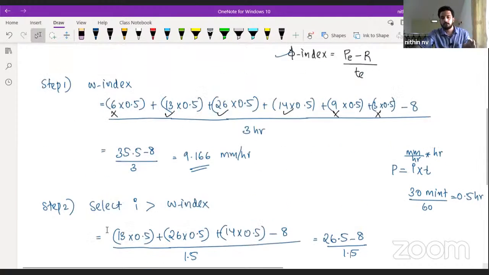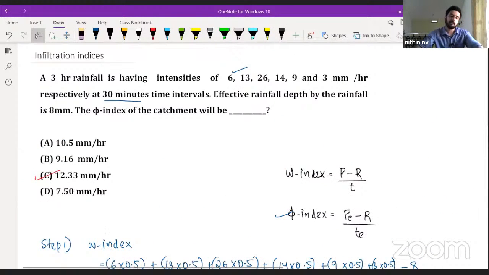That's it. So always check, whenever they are asking for the phi index, whether it is a uniform rainfall or non-uniform rainfall.